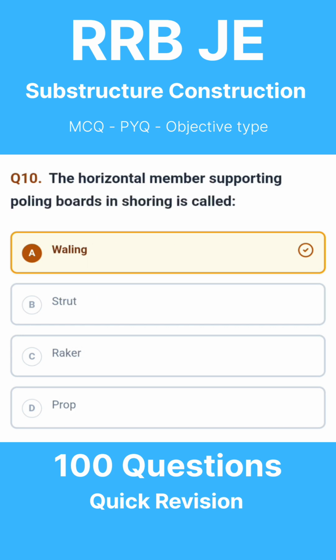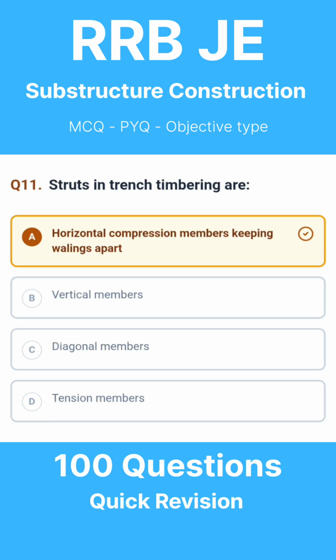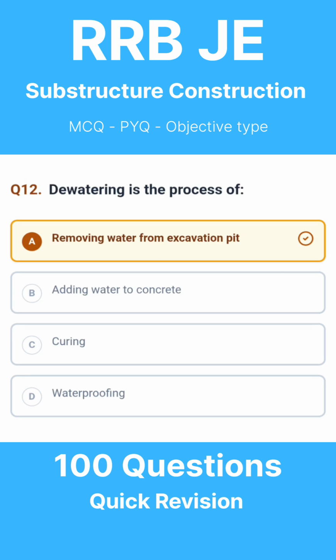Question 10. The horizontal member supporting poling boards in shoring is called. The correct answer is wailing. Question 11. Struts in trench timbering are. The correct answer is horizontal compression members keeping wailings apart. Question 12. Dewatering is the process of. The correct answer is removing water from excavation pit.